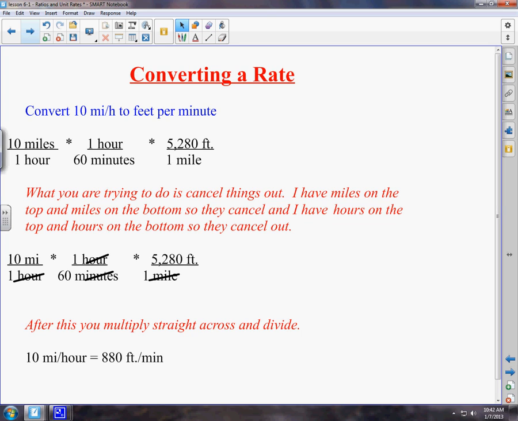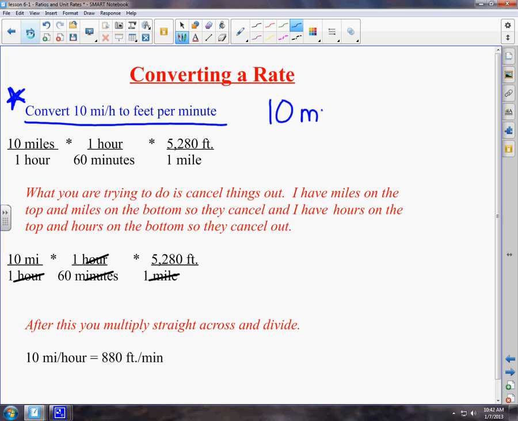Okay, last thing is converting a rate. Now, I want you to just write down this: convert 10 miles per hour to feet per minute. This might be very confusing, and we will go over it, but this is really fun. I know I'm a total geek, but I think it's fun. When you start off, you have to start off with 10 miles per hour. So write down 10 miles per hour. I also typed it up right here so you can see it 2 different ways.